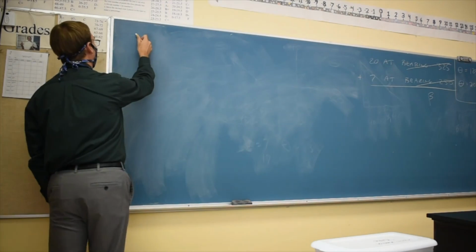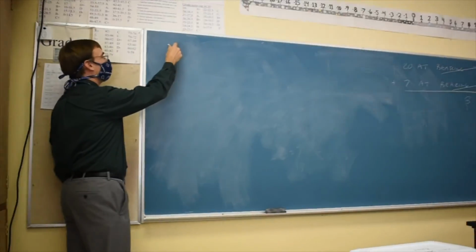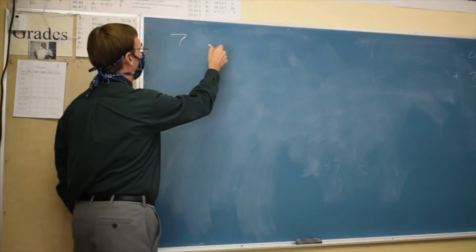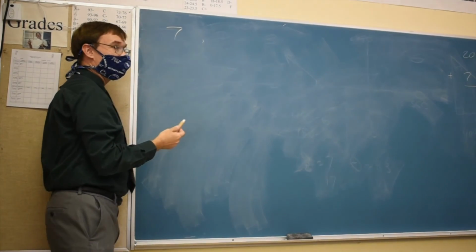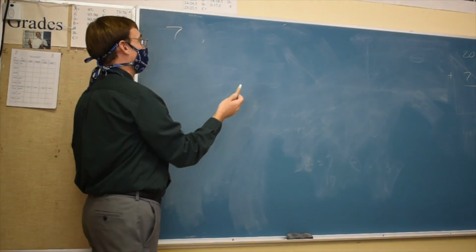So pick a number. Any number? 7. Pick a direction, a true direction: north, south, east, west.